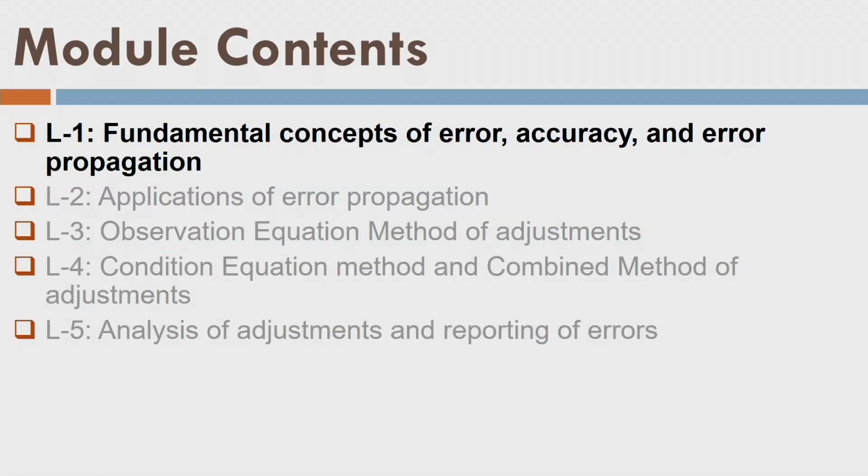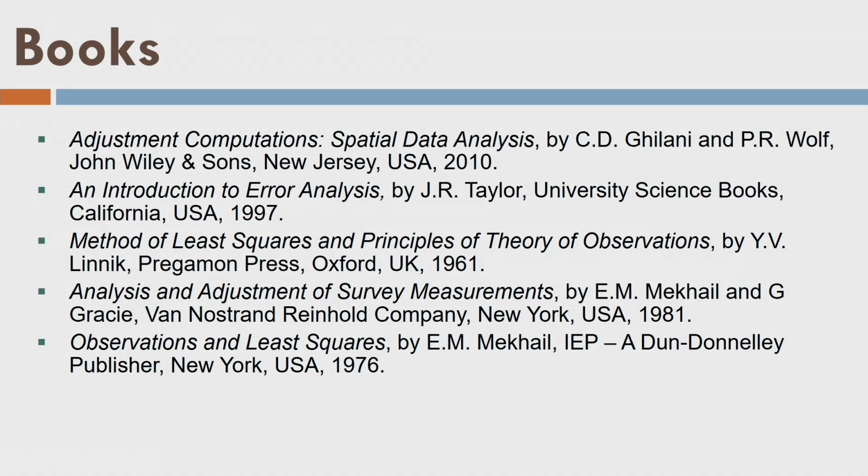First is fundamental concepts of error, accuracy and error propagation, which we are going to take today, and the remaining 4 lectures we are going to take in the series. So these are the books. I would like to say that the first 2 books, Adjustment Computations: Spatial Data Analysis by C.D. Ghilani and P.R. Wolf, as well as the second book, An Introduction to Error Analysis by John R. Taylor, are quite new and easily available in the market.